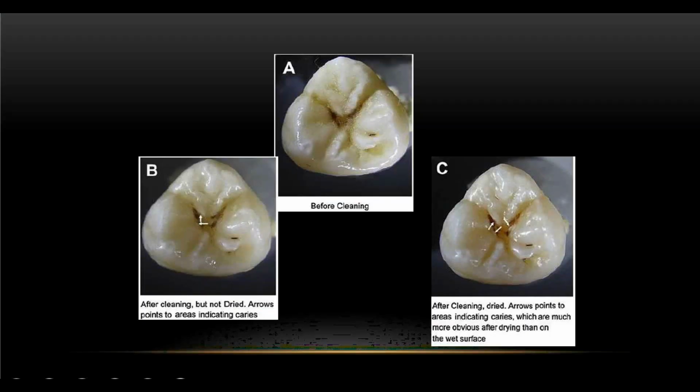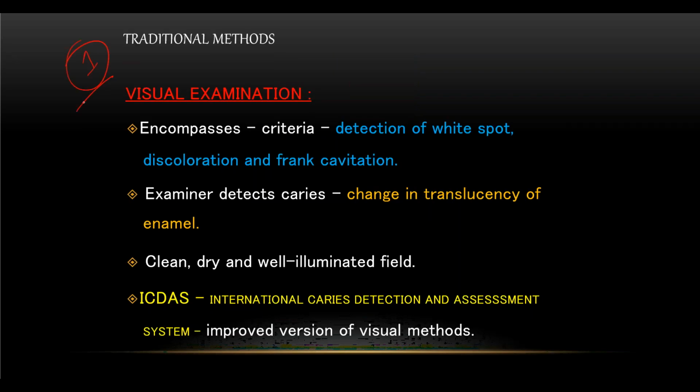Okay. So this is before cleaning. See, you have a shiny luster over the tooth, but you are not able to evaluate whether there is proper cavity or not. After cleaning and drying, you are able to evaluate some white spot lesions, and also any cavitation here. So the first method of diagnosis that we use is the visual examination, that you visualize it just through your eyes. White spots, discoloration, or frank cavitation can be evaluated just by visually looking at it.